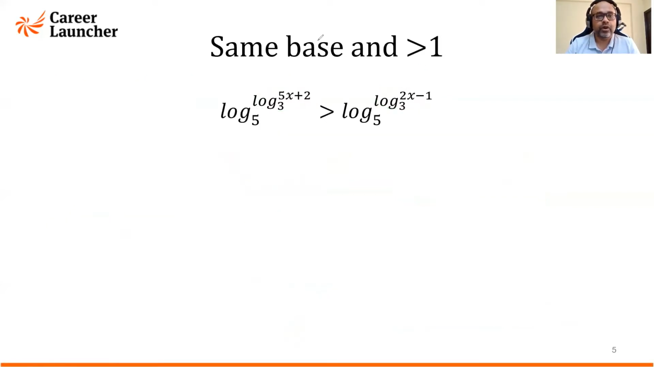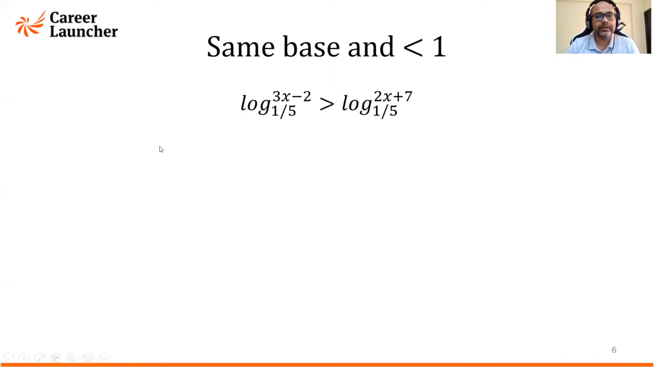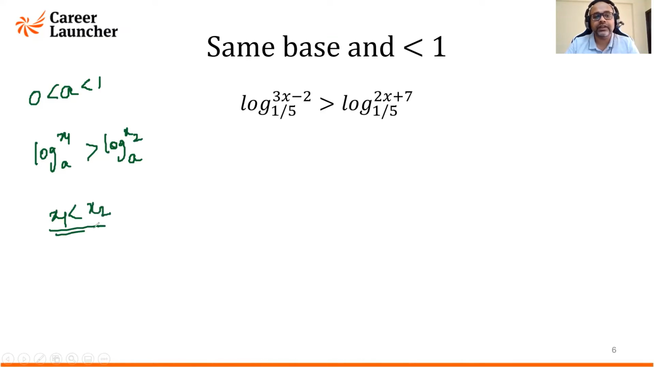Okay, let's move on to the next question and see what happens here. Right, so now we are looking at a simple condition where the base is less than 1. Now we have seen that when log x1 to the base a is greater than log x2 to the base a, and we know that a is less than 1 and greater than 0, in this condition, clearly x1 will be less than x2. We have seen this in the first slide, right?